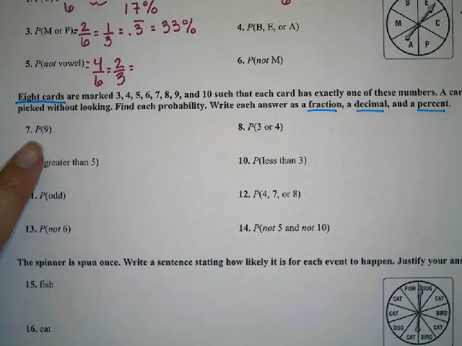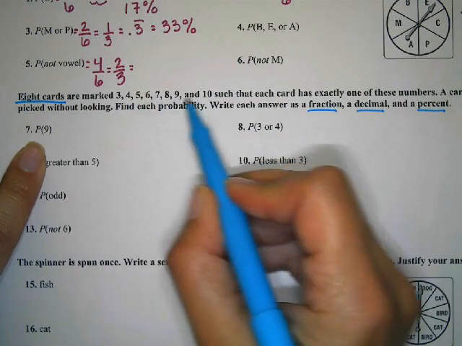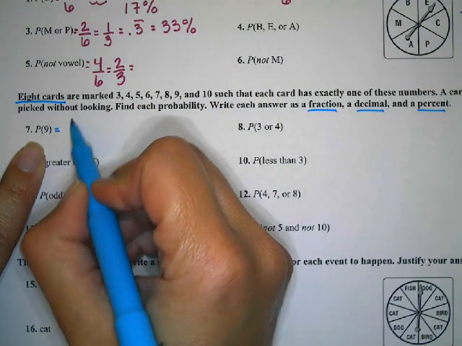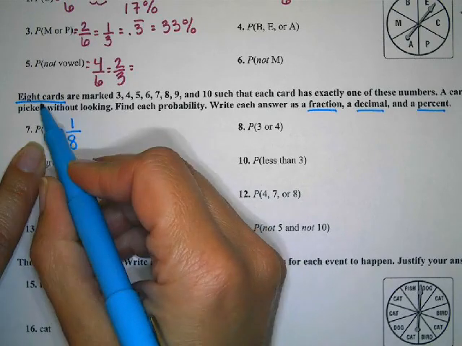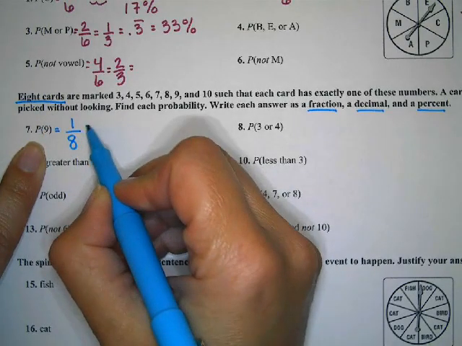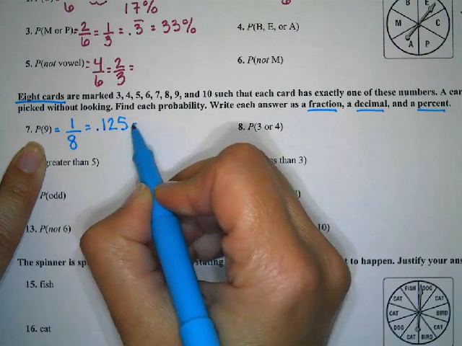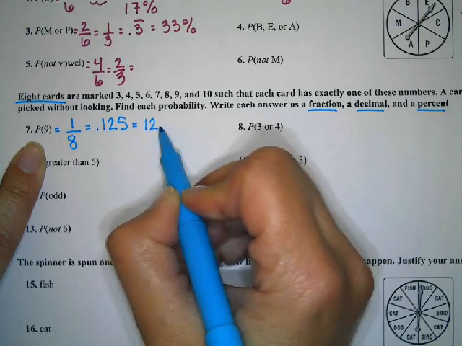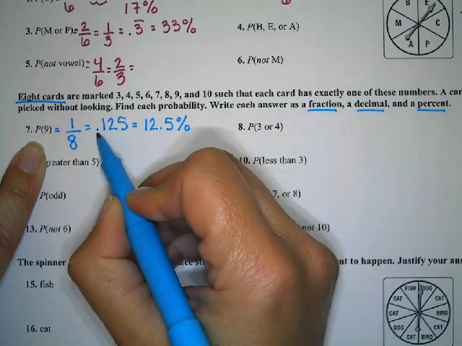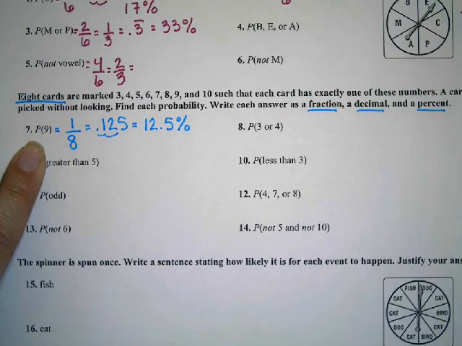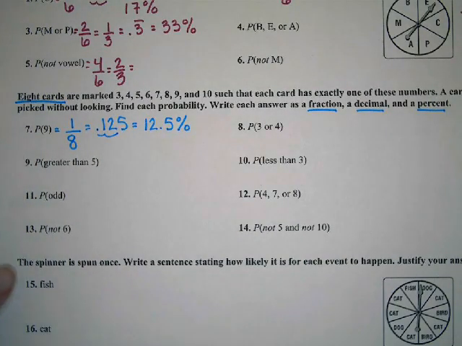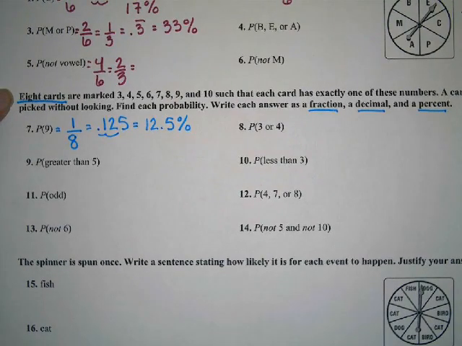So the probability of picking 9, there is only one 9. So it would be 1 out of 8, because there's 8 cards. When we divide 1 divided by 8 in our calculator, we get 0.125, which is the same thing as 12.5% when we move our decimal place 2 places. You're going to continue looking through that. Remember, our possibilities are 8. So you're going to have to figure out of the criteria that they give you, what sections or how many numbers are being included.